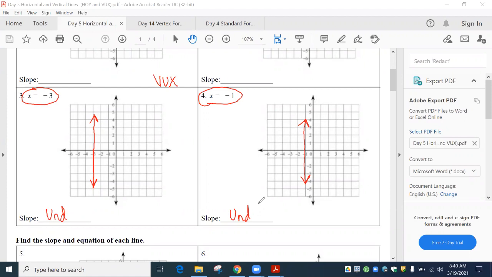So on this one, they gave us the equations. And then from the equations, just having an X or just having a Y, we were able to figure out what the graph looked like. We were able to figure out what the slope was. On the next one, I think they're going to give us a line.